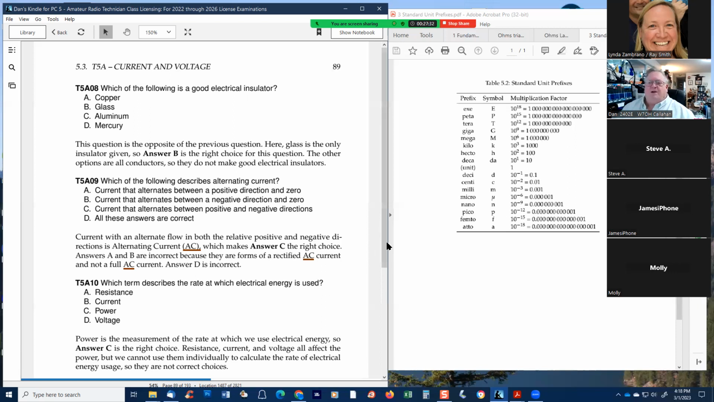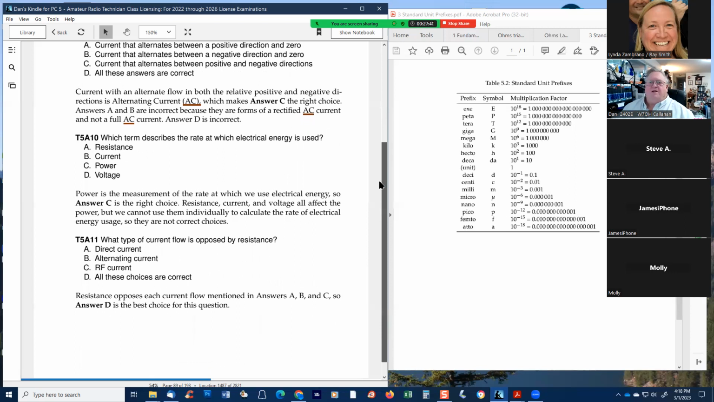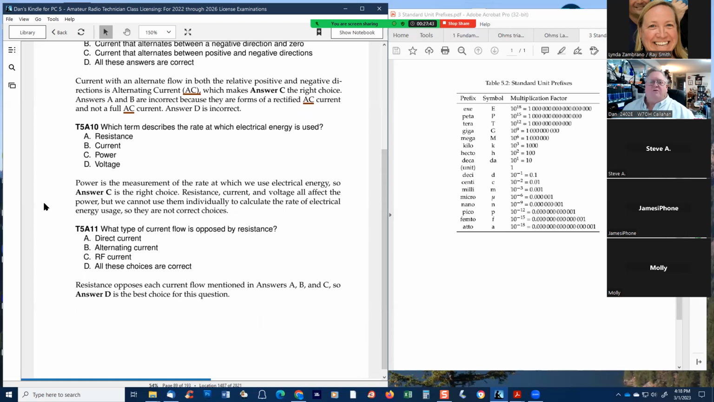Which term describes the rate at which electricity is used? And that's again power, the watts. We pay by the 1,000 watt hour. 1,000 watts for an hour is our fundamental unit.